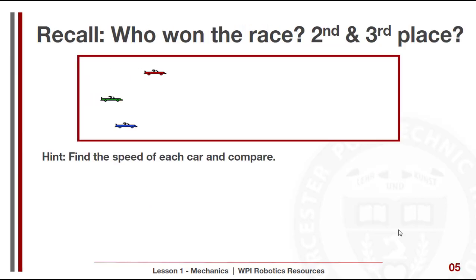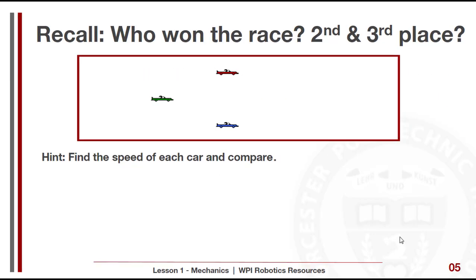So here we have a car race, and what I want you to do is to determine which is the fastest car and give first to third place awards based on that. So stop and replay the video for as long as you need to determine the order of completion so that you can accurately give the award. And the hint here is to determine the speed of each car and compare them.